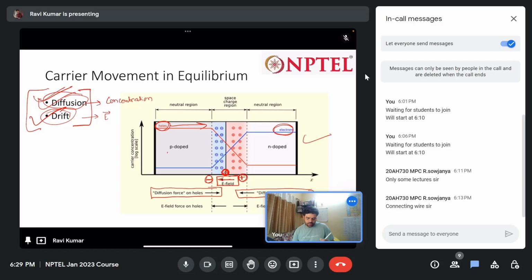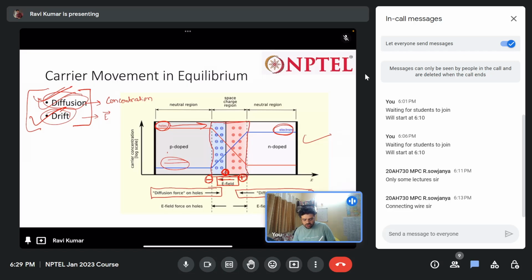Towards the P type side. Why? Sir, electric field is from positive to negative. See, the electric field is not here. Electric field is enclosed in this box.